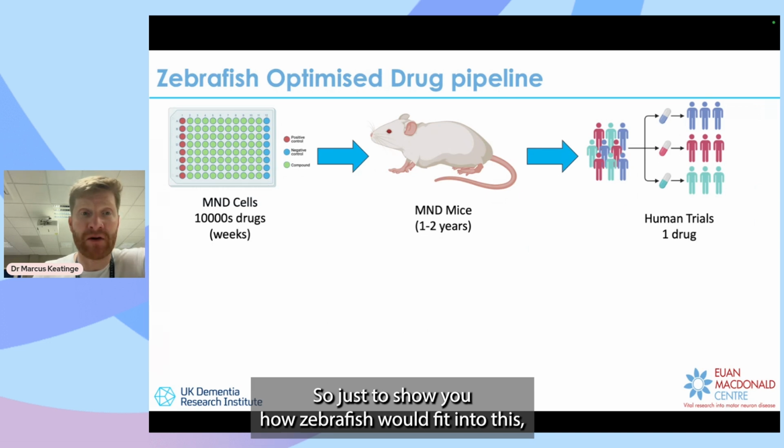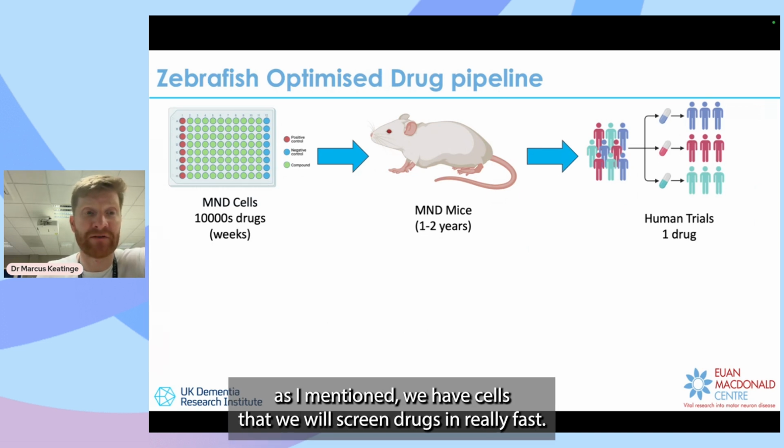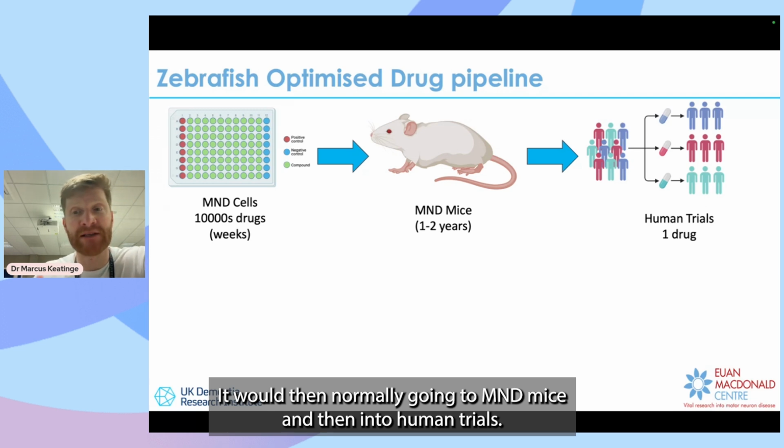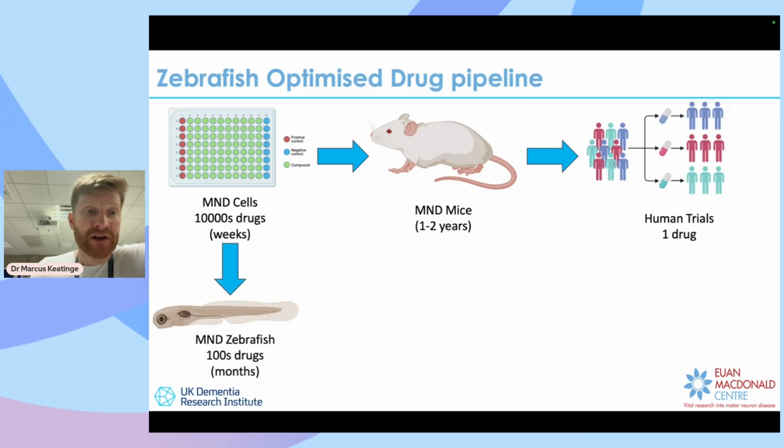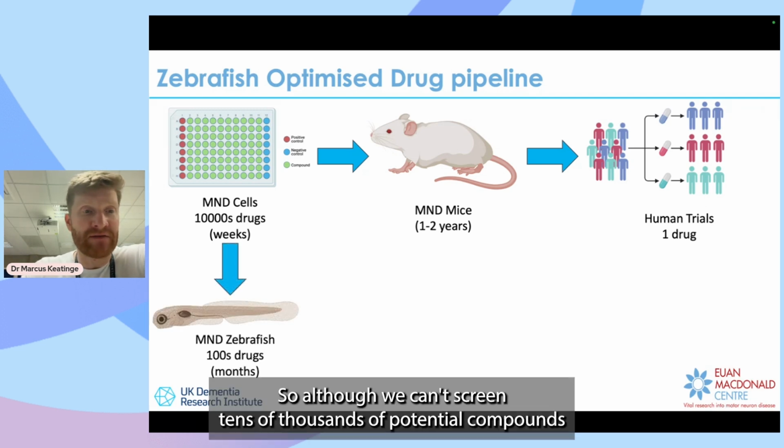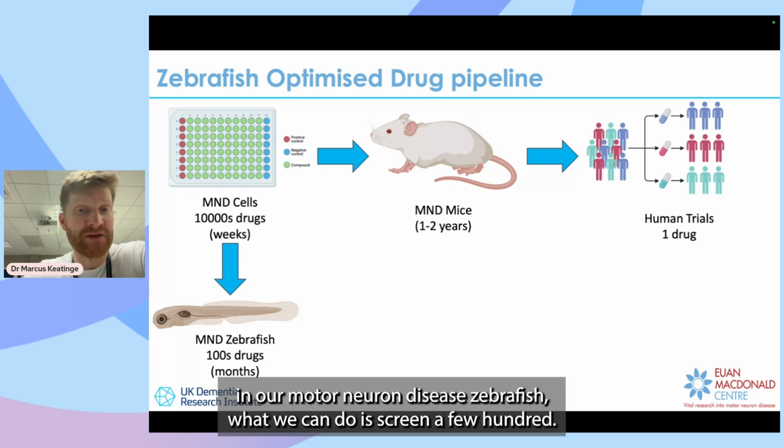So just to show you how zebrafish would fit into this, as I mentioned, we have cells that we will screen drugs in really fast. You then normally go into MND mice and then into human trials. So although we can't screen tens of thousands of potential compounds in our motor neuron disease zebrafish, what we can do is screen a few hundred.